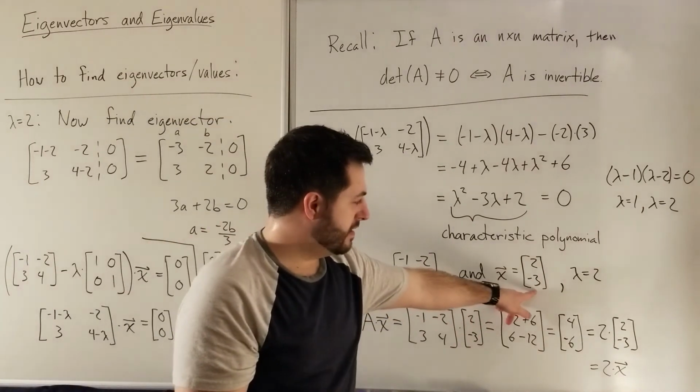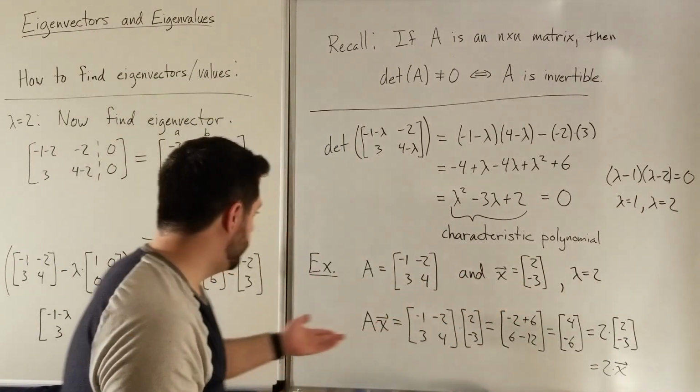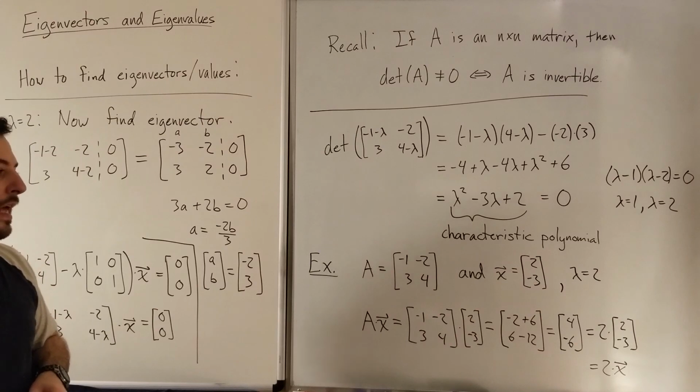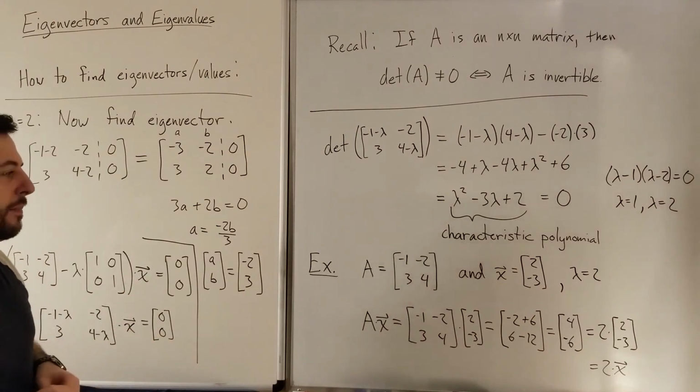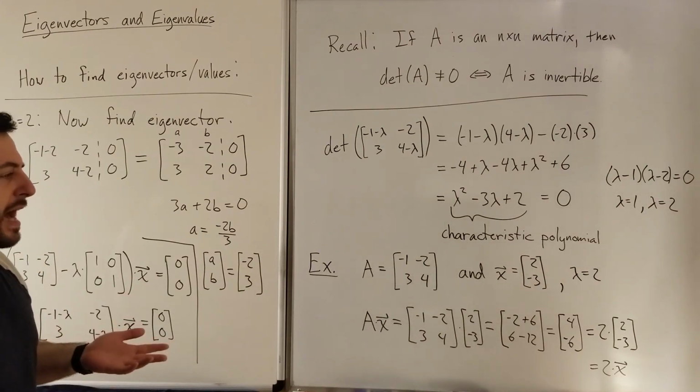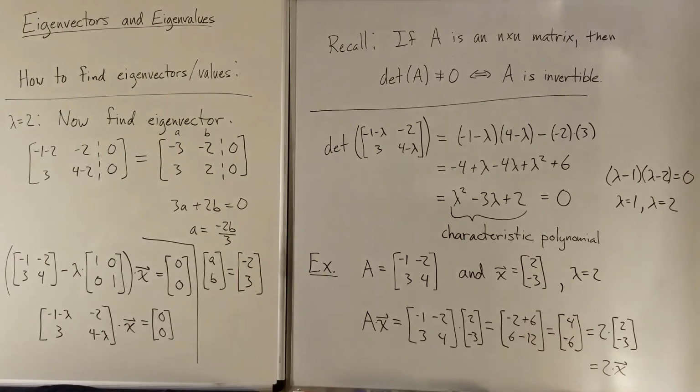Notice that this isn't the one that I found over here, but that's fine. This is a scalar multiple of it. That will not always be the case, but in the 2 by 2 case, it's usually going to happen unless your matrix is very silly.